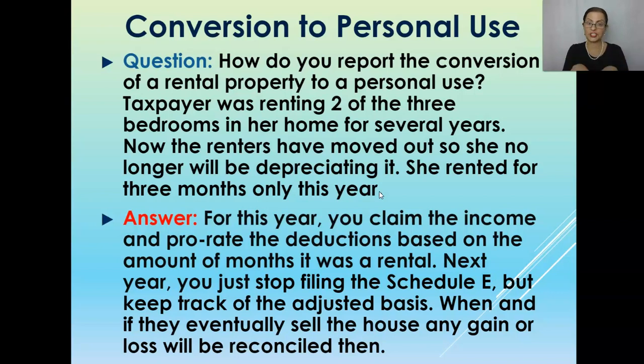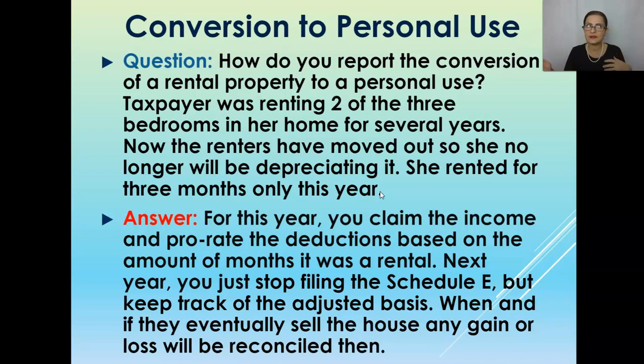So for the current year, she's going to claim the income that she made from those 3 months, and then she's going to prorate the deductions based on the number of months that it was a rental. You're either going to have to put that it was only a partial rental use in your software, or you're going to have to do it in the spreadsheet to make sure that it doesn't depreciate the rental for the whole year. And also that you don't have a full year of expenses, because it's not a full year. It's only 3 months. So you're going to prorate the income and the expenses for that short amount of time that it was a rental. The next year, you just stop filing the Schedule E.